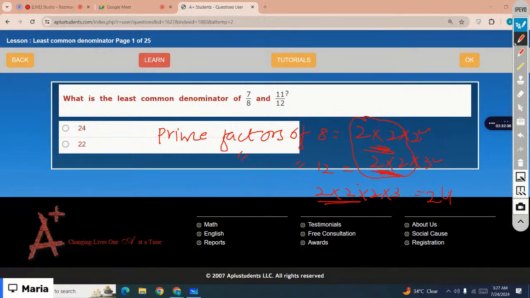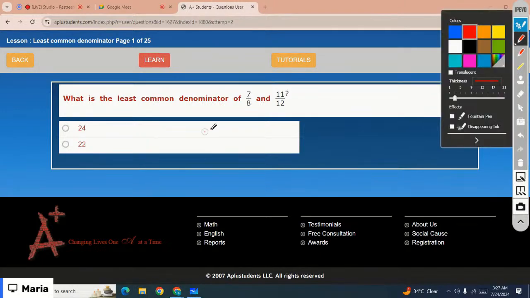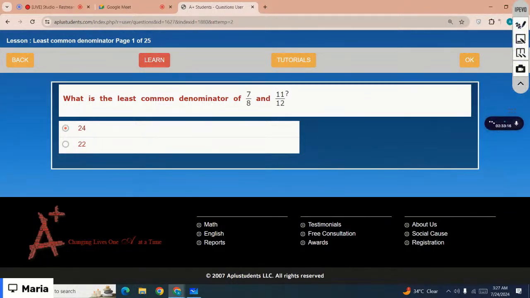If you have any question, please ask. I'm here to answer all your questions and confusions if you have any. The correct option is 24, right? Okay, let's move on to the next one. 24 is the correct option.